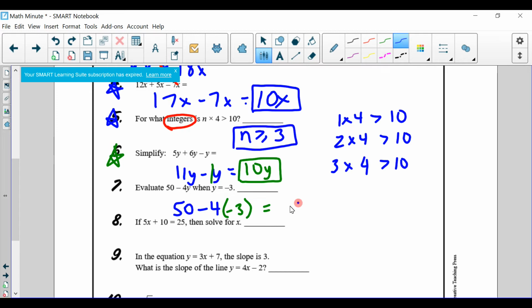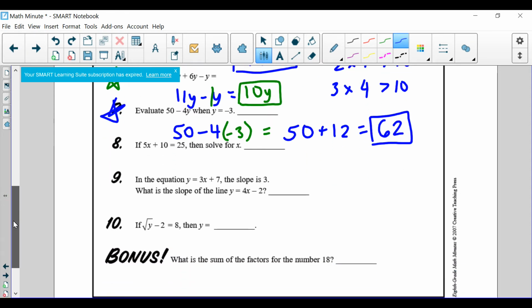We're going to go 50. Whenever you see this part right here, you see negative 4 times negative 3. Negative times a negative is going to be a positive 12. So our answer will be 62. Alrighty, very nice. All right, give yourself a star. Next, let's continue with number 8.